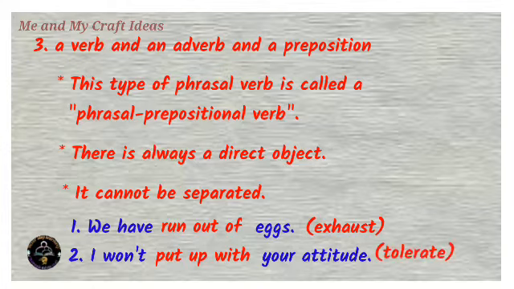In the first sentence, run out of is a phrasal verb. Run is a verb, out is an adverb and of is a preposition. These three words combine together and give a single meaning, that is exhaust. See, in the second sentence, put up with is a phrasal verb. Put is a verb, up is an adverb and with is a preposition. These three words combine together and this is a phrasal verb and this gives a single meaning, that is tolerate.